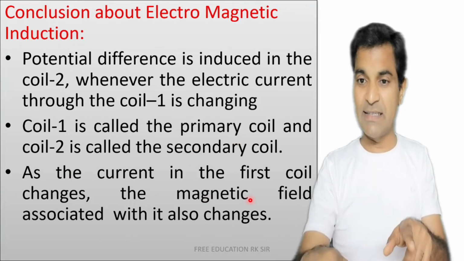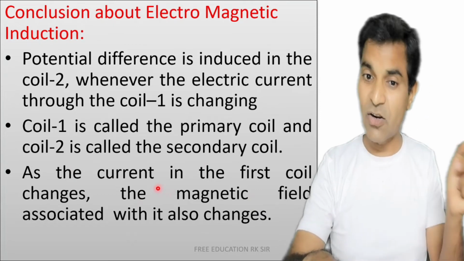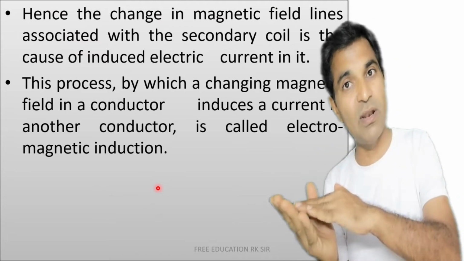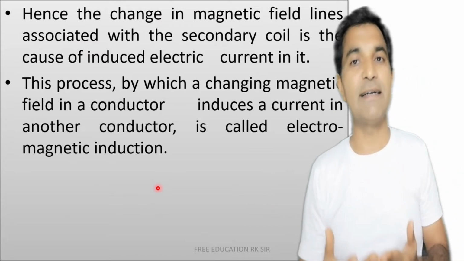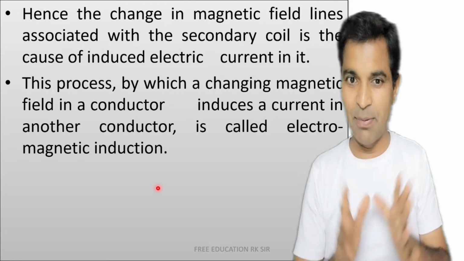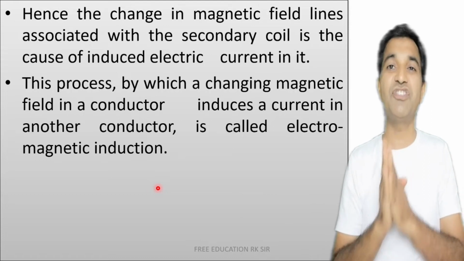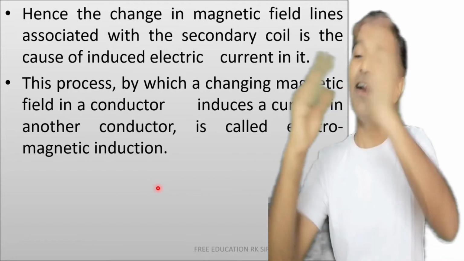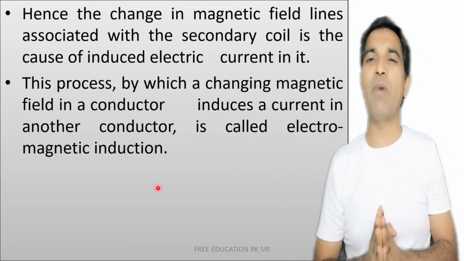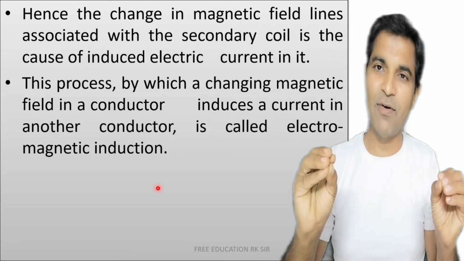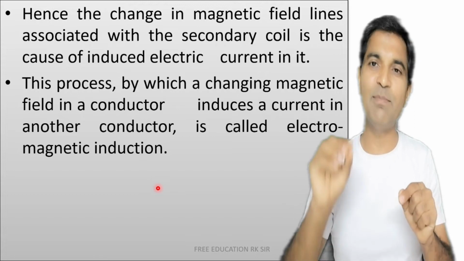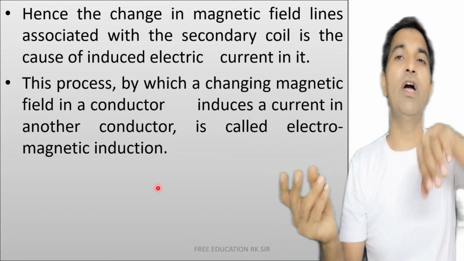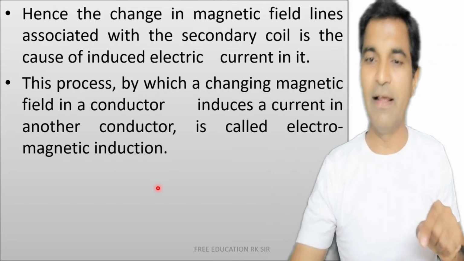As the current in the first coil changes, the magnetic field associated with that coil is also changing. Hence, the change in magnetic field lines associated with the secondary coil also changes, which induces the electric current in it. Now this is the definition: the process by which a changing magnetic field in a conductor induces current in another conductor is called electromagnetic induction. In very simple words, electromagnetic induction is the phenomenon of production of electricity or current in another coil due to the change in magnetism in one coil, right?